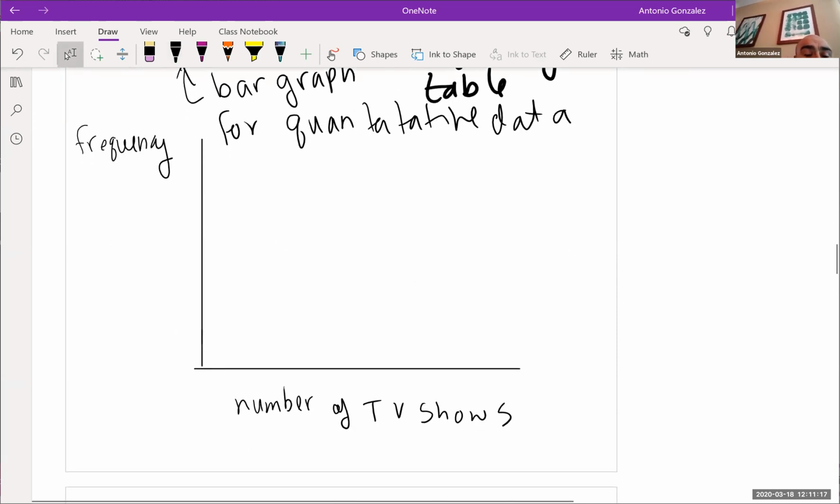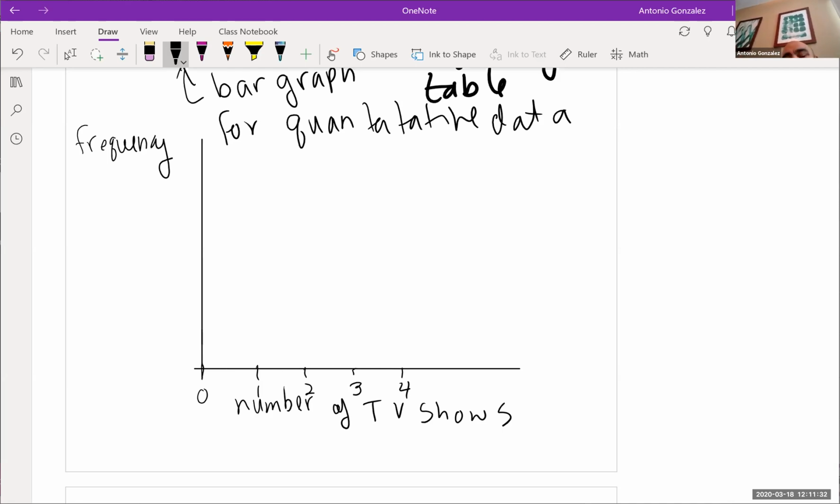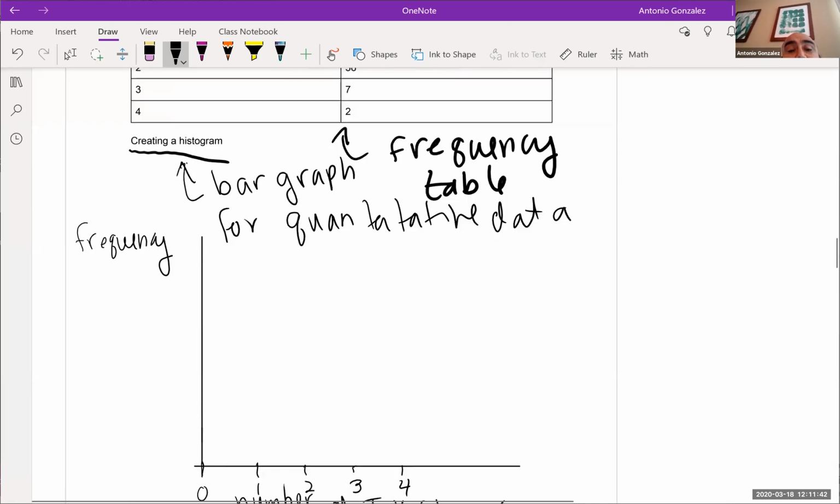So here we'll say, all right, first one is 0, 1, 2, 3, 4. Okay, so I don't want to bunch them up, and I want to keep them equally spaced. Here it's just kind of eyeballing the equal spacing, but we can see 0 through 4 there. Now that's the number of TV shows.